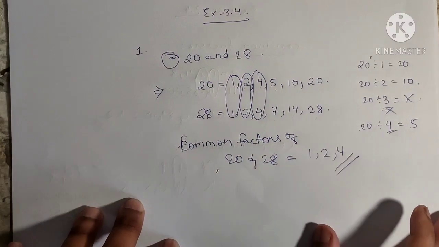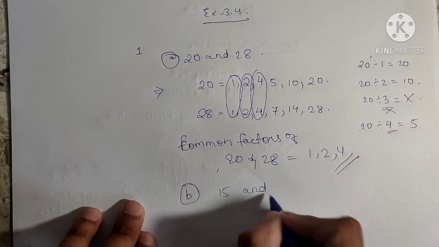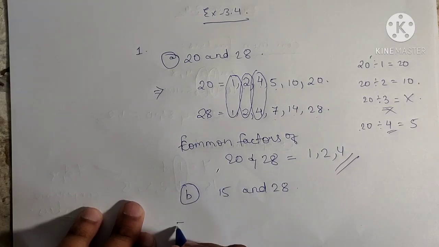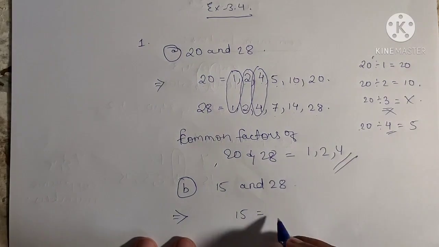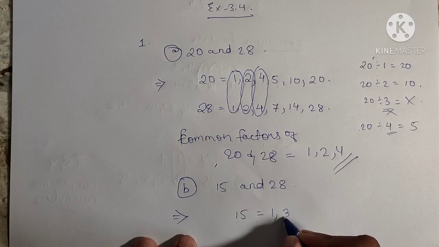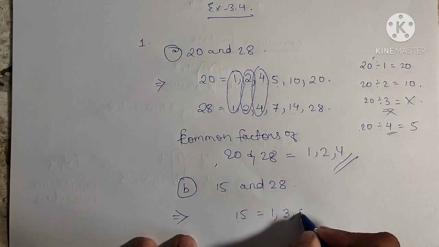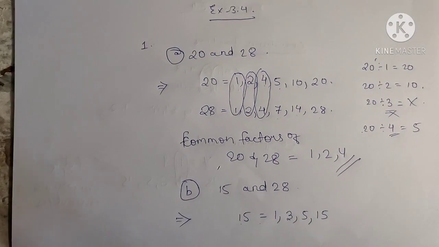Okay, let's try one more. Next is 15 and 25. So what are the factors of 15? Can you think in your mind whether 1 will divide 15? Yes. Will 2 divide 15? No. Will 3 divide 15? Yes. 4? No. 5? Yes. In that way you have to think. Then lastly 15. So 1, 3, 5 and 15 are the factors of 15.